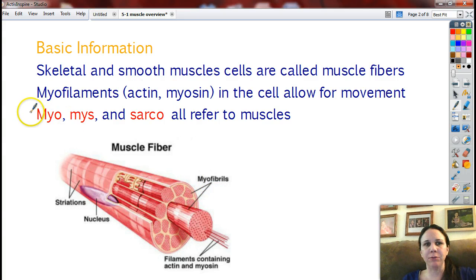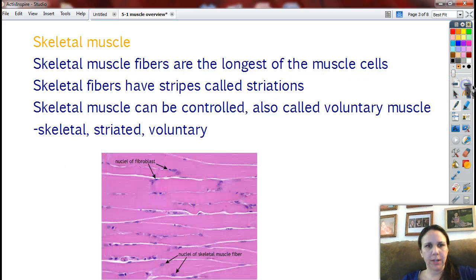And a little bit of Latin for you. Myo, mys, and sarco all refer to muscles. So if you see sarcolemma, sarcoplasm, myotonic, things like that. Anytime you see those root words, that means we're talking about a muscle. Okay, now let's take a look at the three different kinds.